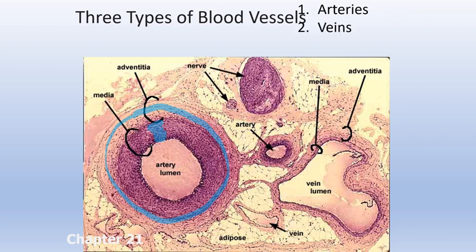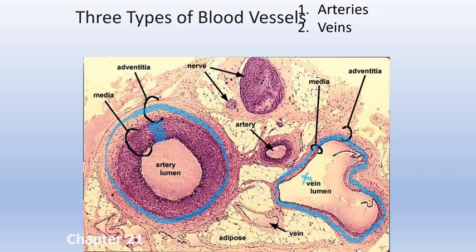Over here on the right, we have a vein. And veins don't retain their shape very well because they don't have a lot of smooth muscle, although they do have smooth muscle. And you can also see that the vein is not full of blood, right? There's a big open space here that's not full of blood, whereas the artery is completely full of blood.